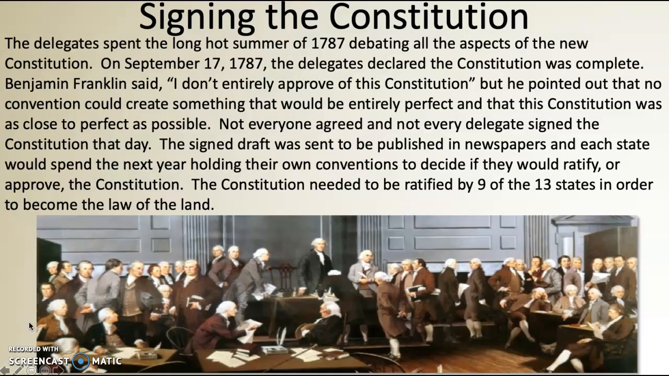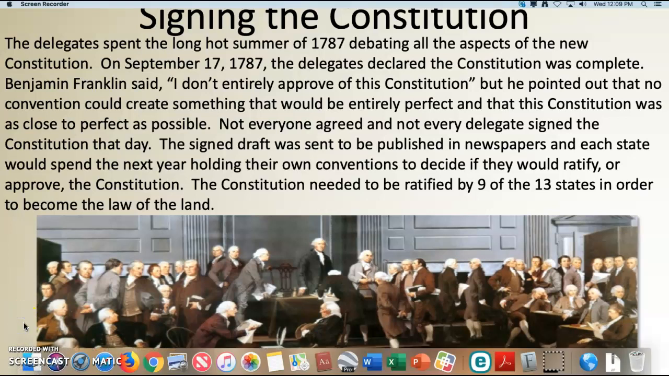Okay, so the delegates spent the long hot summer of 1787 debating all these aspects of the new Constitution. On September 17th, 1787, the delegates declared the Constitution to be complete. Ben Franklin said, "I don't entirely approve of this Constitution," especially things like the 3/5 compromise and whatnot. But he pointed out that, hey, this is a convention. It's got human beings. The humans are not perfect. There's no way we could create something that would be entirely perfect. And since humans aren't going to be perfect, there was no way to have a perfect document. So he felt that the Constitution was as close to perfect as possible.